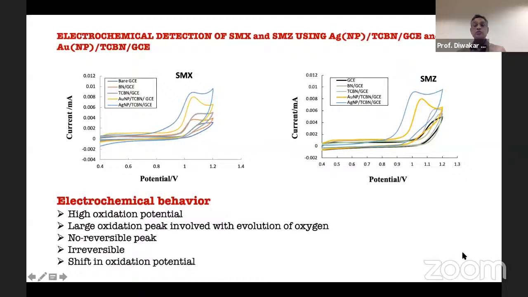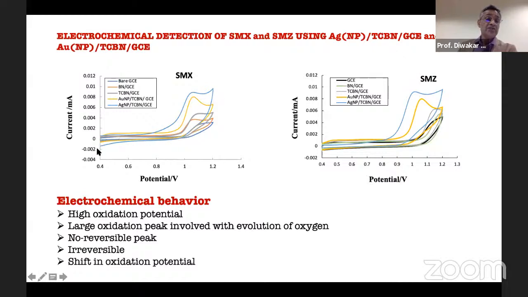Now we try to use the electrode for the detection of sulfamethoxazole and sulfamethazine. Sulfamethoxazole you can see on the left-hand side, and on the right-hand side is the sulfamethazine. How does it behave? What we have observed is a good oxidation. Of course, it is taking place at a potential somewhere around 1.2 V. So sulfamethoxazole is going to be oxidized.